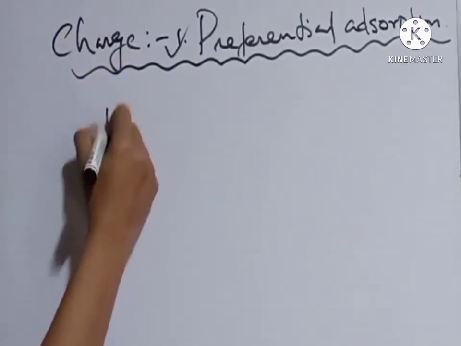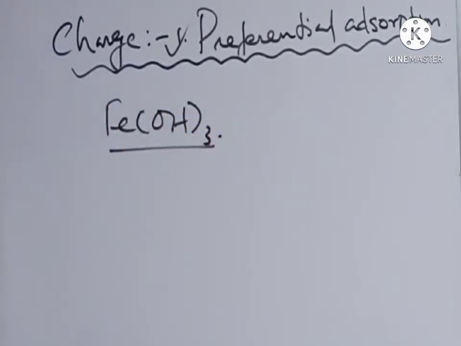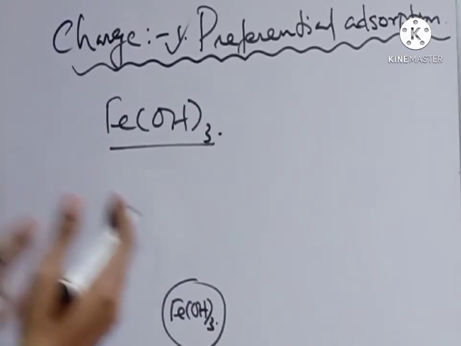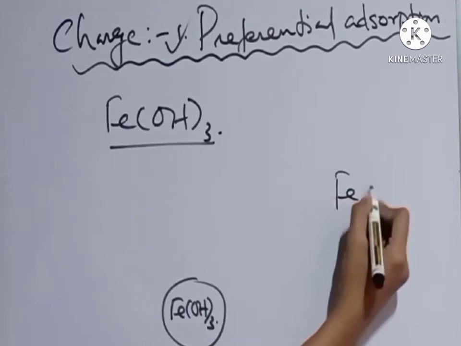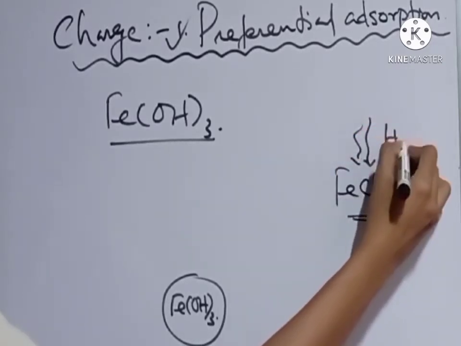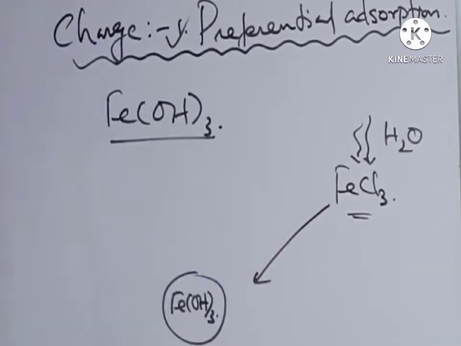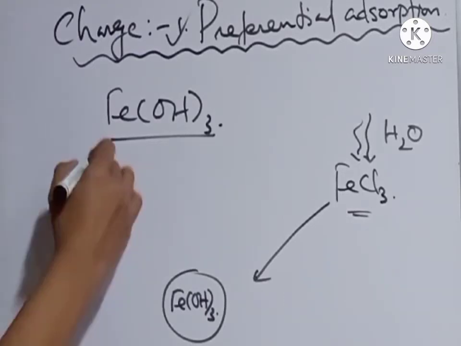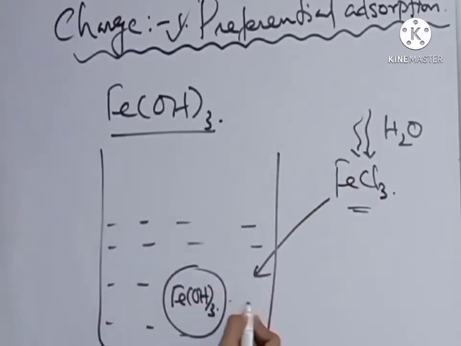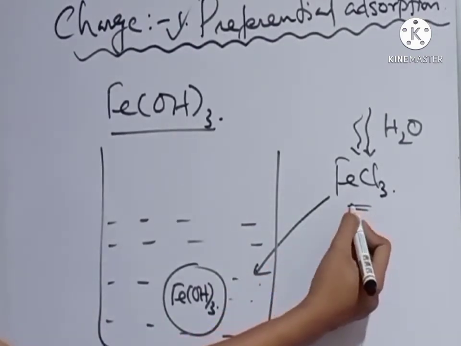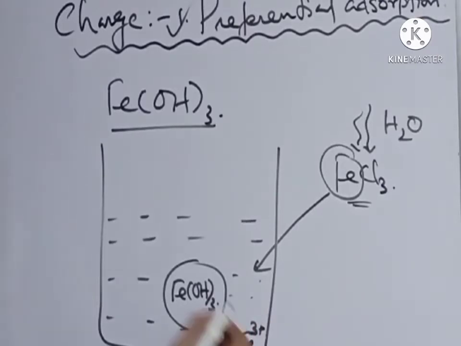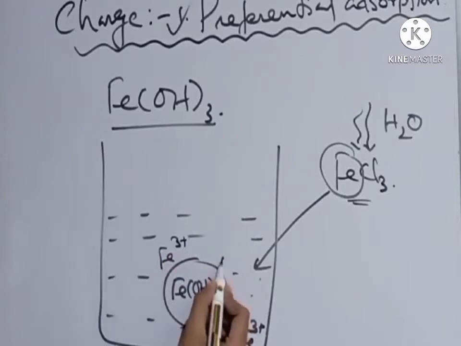For example, if we prepare ferric hydroxide sol, Fe(OH)3, the colloidal particles are Fe(OH)3. Actually, this ferric hydroxide colloid is prepared from ferric chloride, and the hydrolysis of this ferric chloride leads to the formation of ferric hydroxide. So even after the formation of the ferric hydroxide colloid, a trace amount of ferric chloride will be in the medium. So the Fe3+ ions present in the medium will be adsorbed over our colloidal particle.